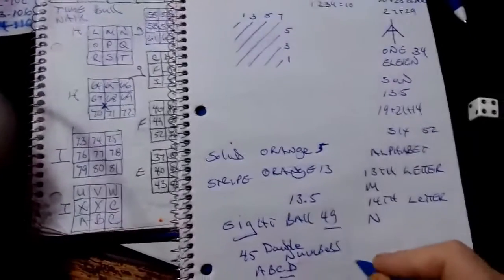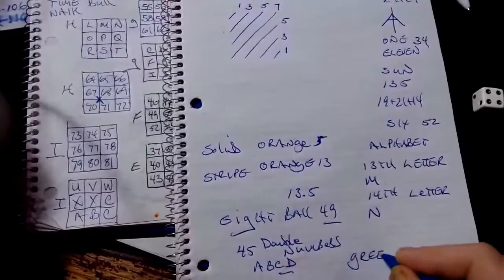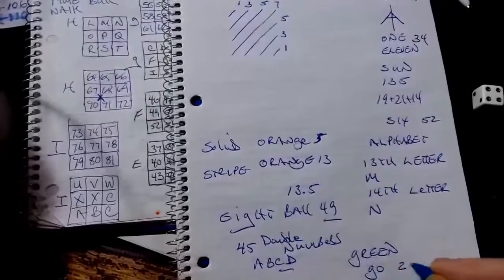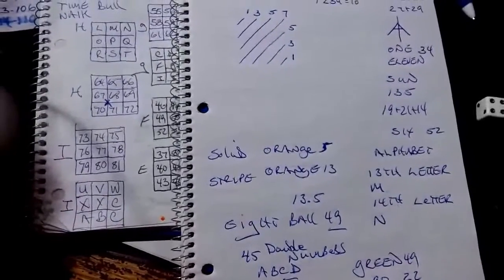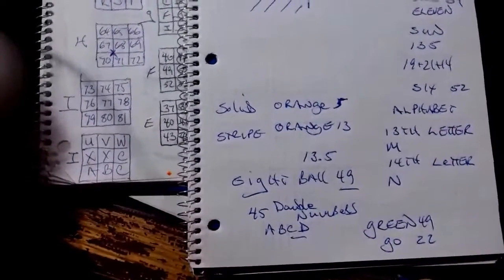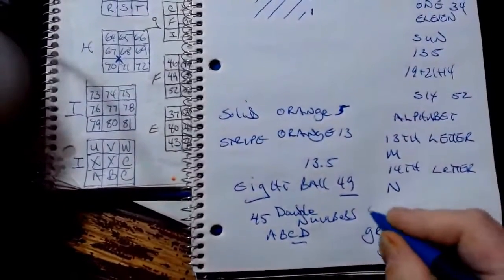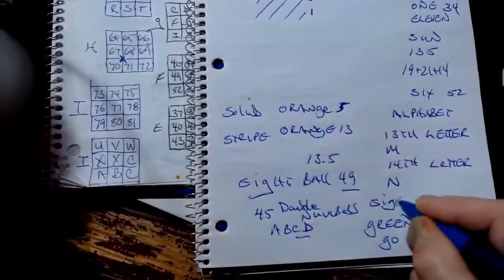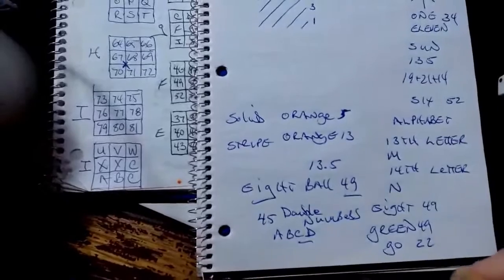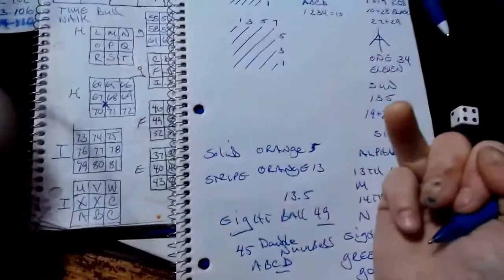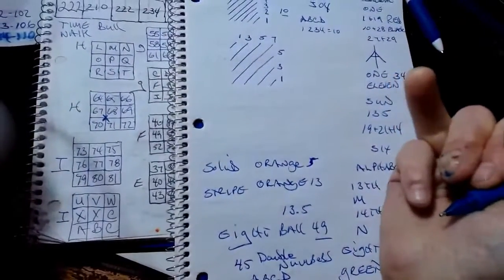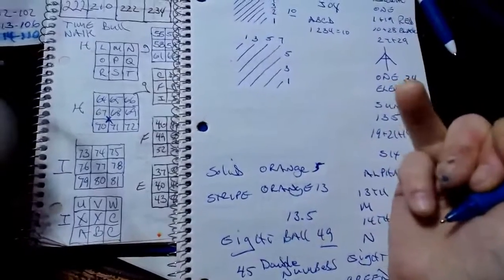8 ball, green, is to go. Go is number 22. Green is number 49. Obviously, it comes from a stop. There's also the word 8 equals 49. And when you get married, you put the ring on the pole through the hole.